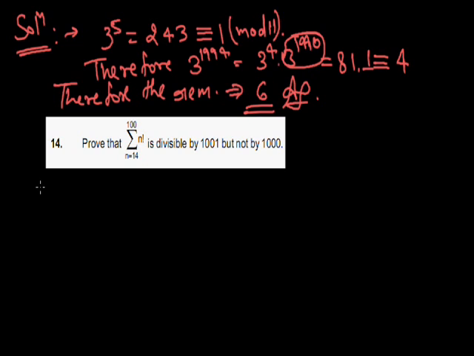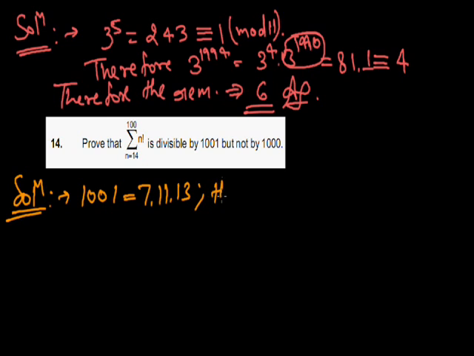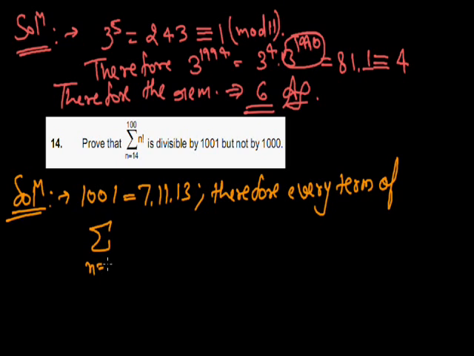Next, question number 14 is: prove that the summation of n factorial from n equal to 14 up to 100 is divisible by 1001 but not by 1000. To solve the given question, let us take the factors of 1001. 1001 is equal to 7 into 11 into 13. Therefore, every term of the summation of n factorial for n equal to 14 to 100 is divisible by 1001.